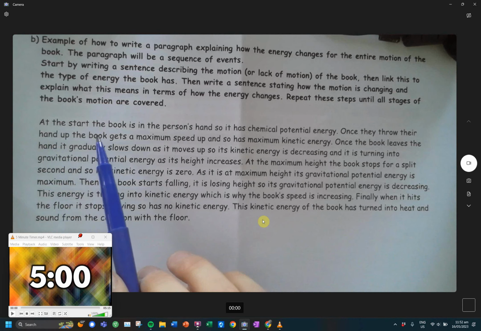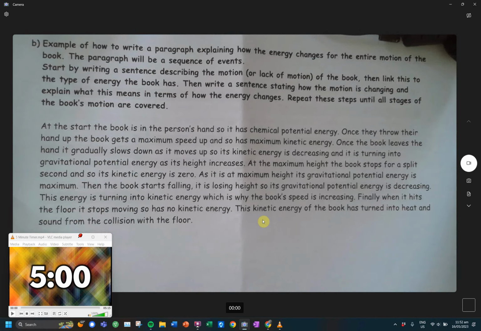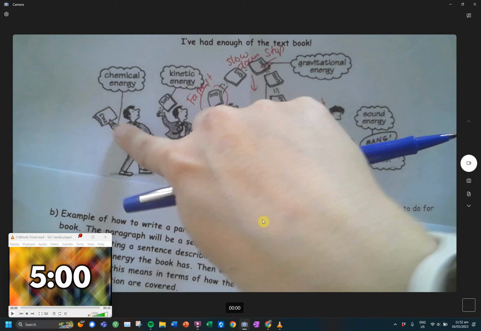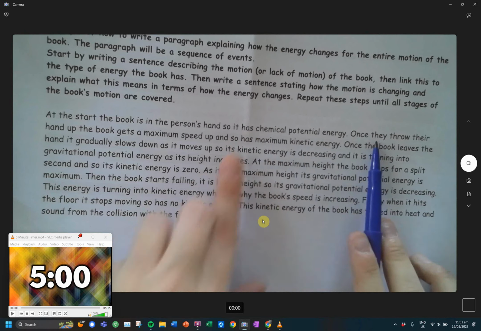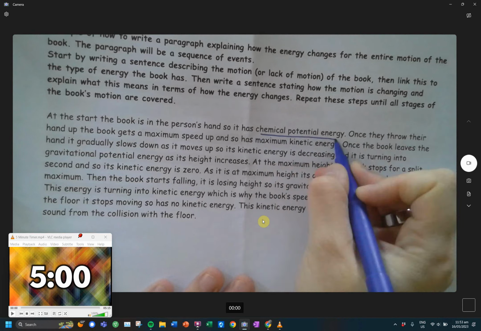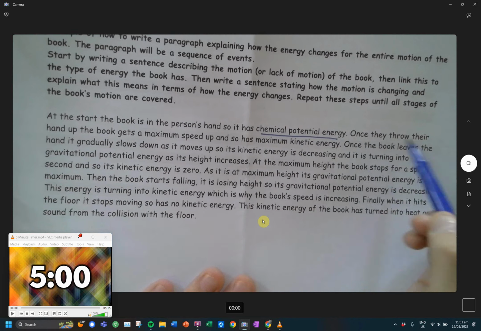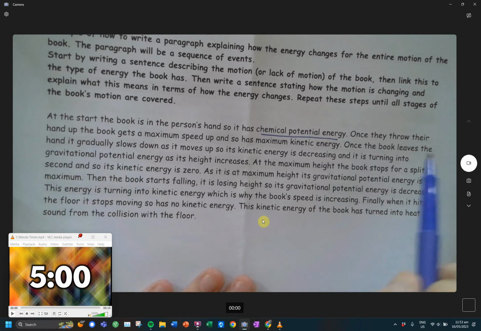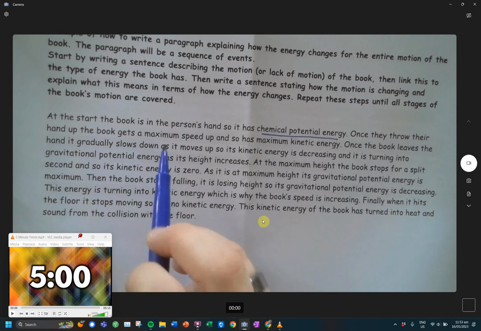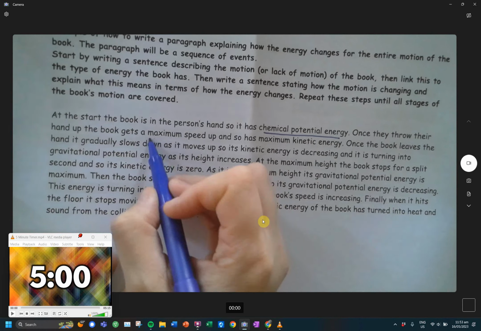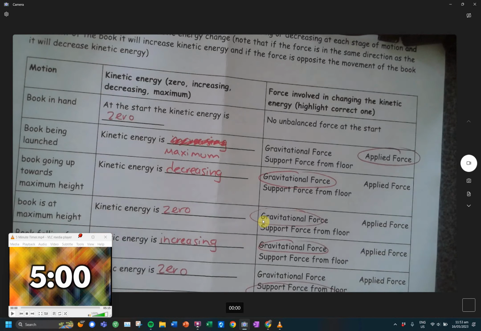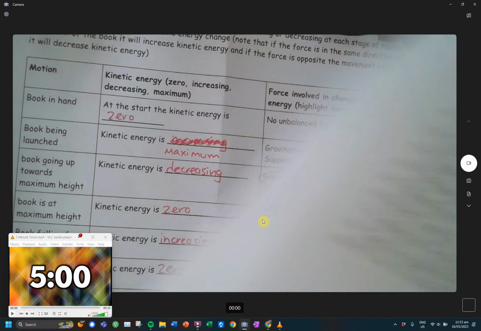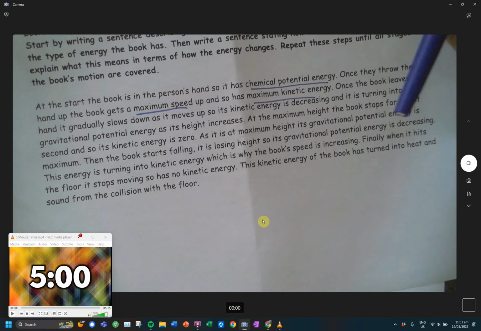At the start, the book is in the person's hand, which is what we see over here. It has chemical potential energy. So now we're starting to identify what the energy is. Once they throw their hand up, the book gets a maximum speed, so it has maximum kinetic energy. So they're basically taking what they have written here and constructing it into a paragraph. Think about the sequence of events.